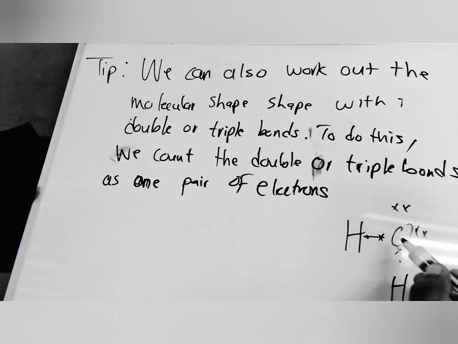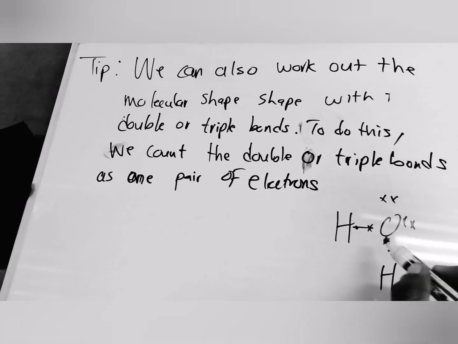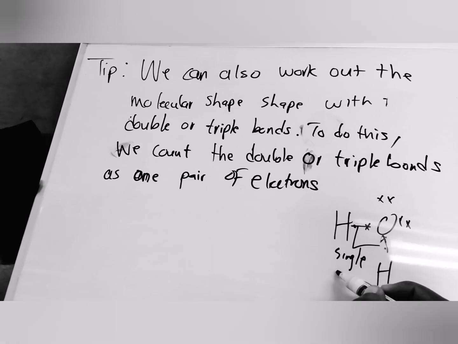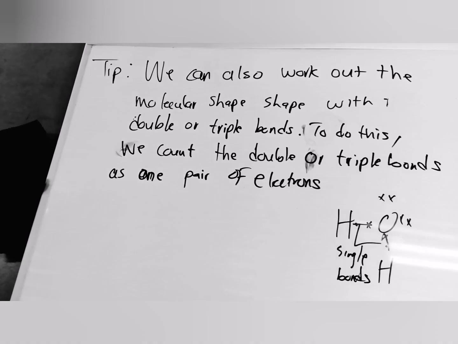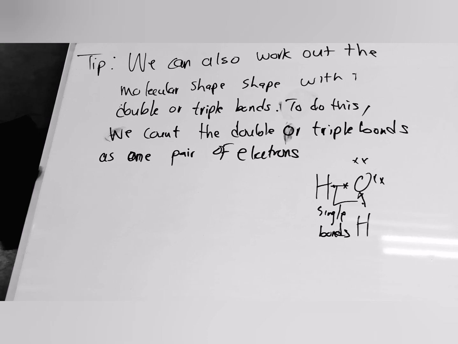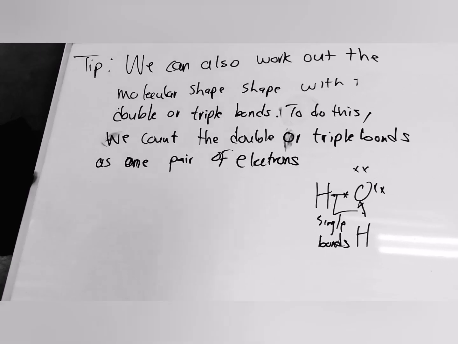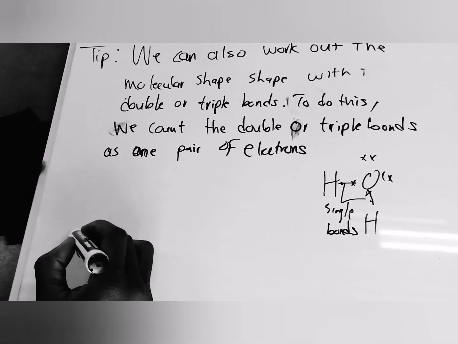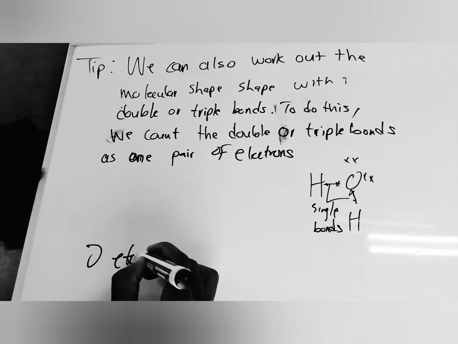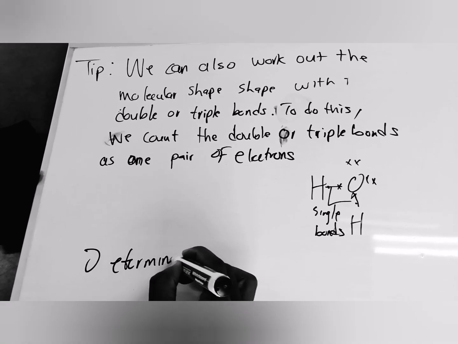We have a single bond, this and this. Remember the copper structure; we have what is known as single bonds. So in other words, we have 2 single bonds here. But we can also work out the molecular shape with double or triple bonds. Then what you must know is that you count that double bond or triple bond as 1 pair of electrons.